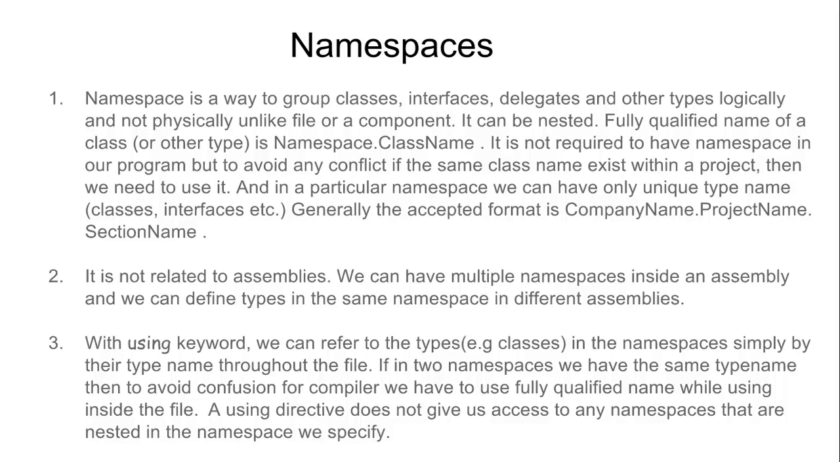And in a particular namespace, we can have only unique type names. Just now we saw that if you try to have two classes having the same name, then it is going to throw us a compile time error.